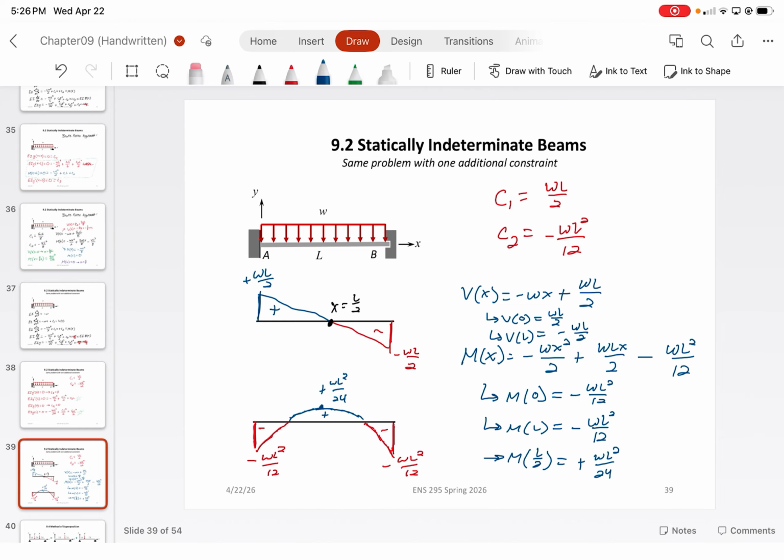Make sense? All right. Now here's a question for you. Using the bending moment diagram, how's the beam going to look? How's it going to deform? How does it look when it's deforming?